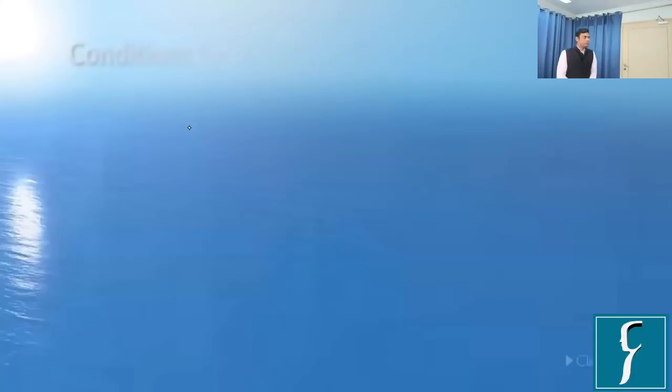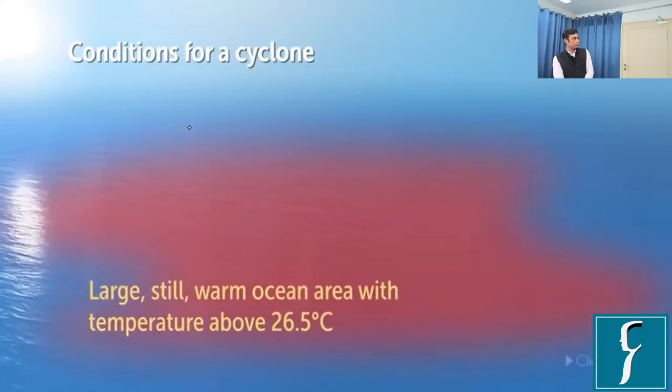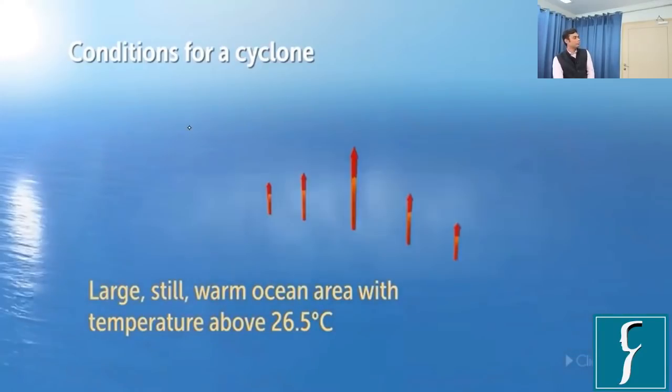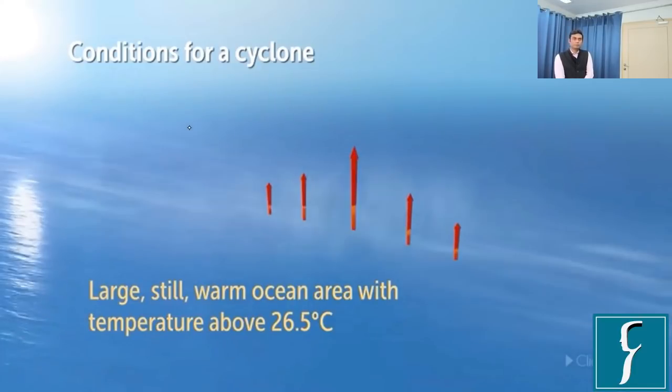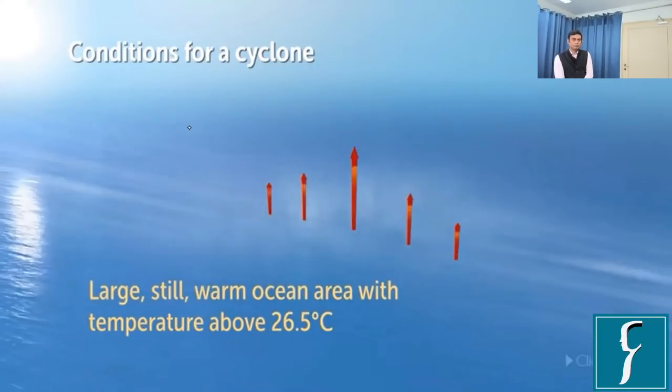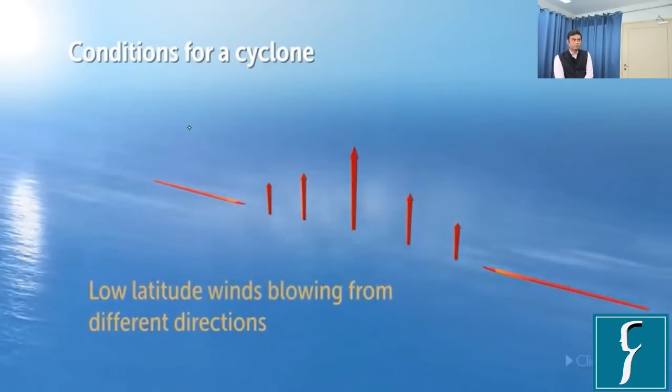The formation of a cyclone depends upon the following conditions coinciding: a large, still and warm ocean area with a surface temperature that exceeds 26.5 degrees Celsius over an extended period. This allows a body of warm air to develop above the ocean's surface. Low altitude winds are also needed to form a tropical cyclone. As air warms over the ocean, it expands, becomes lighter, and rises. Other local winds blow in to replace the air that has risen, and this air is also warmed and rises.